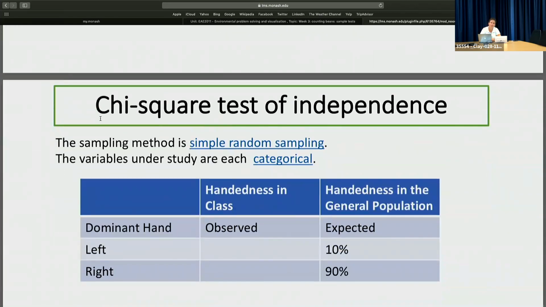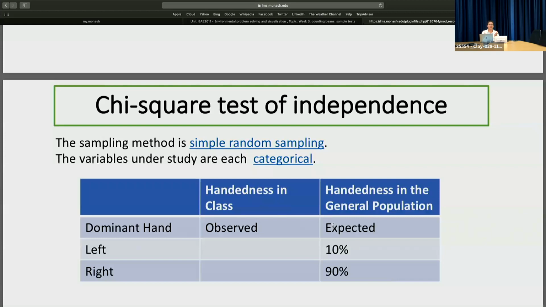So basically I'm checking if my sample is different to the expected distribution or expected population. So here's my handedness in class. How many people are left-handed in my Monash classroom, or in a number of Monash classrooms? I need to sample this properly. How many are left-handed in the general population? And I can see I have my expected values this time. I'm going to compare to an expected value.